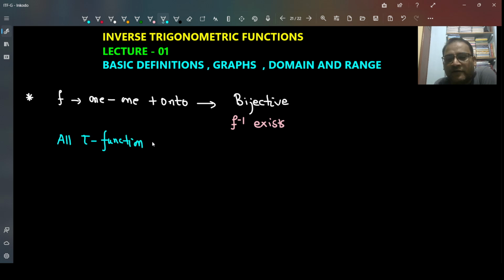you know that all trigonometric functions are many one. If they are many one, they are not bijective. Since all the trigonometric functions are many one functions, because they give the same value at different values of x, they are not bijective. So how does the inverse exist? That means their inverse does not exist. Okay, but we have to read the inverse trigonometric functions, and how can we define them if their inverse does not exist?